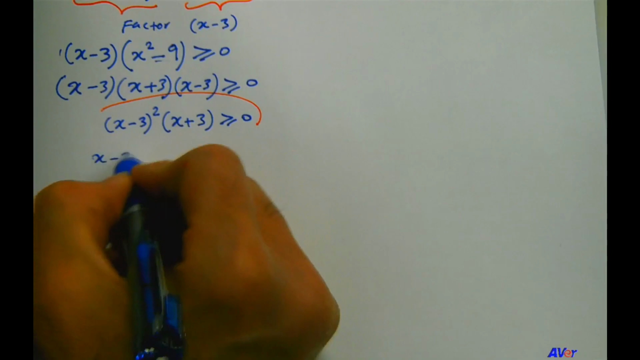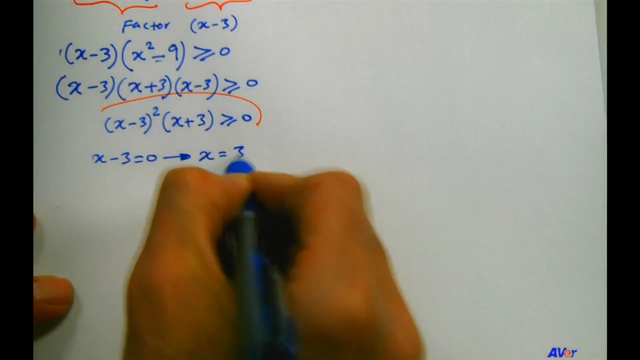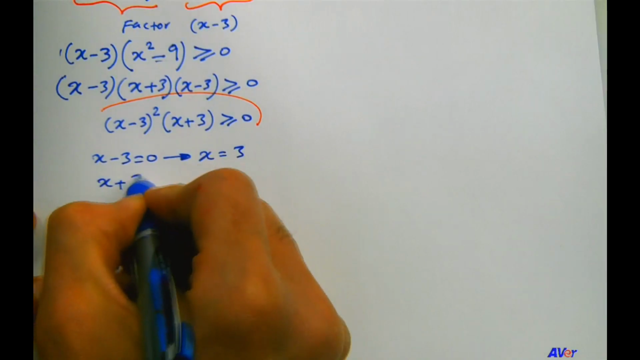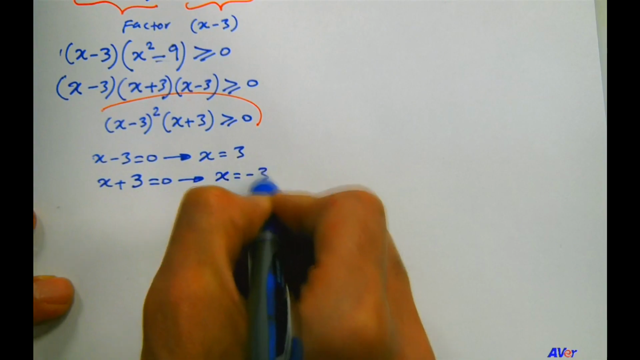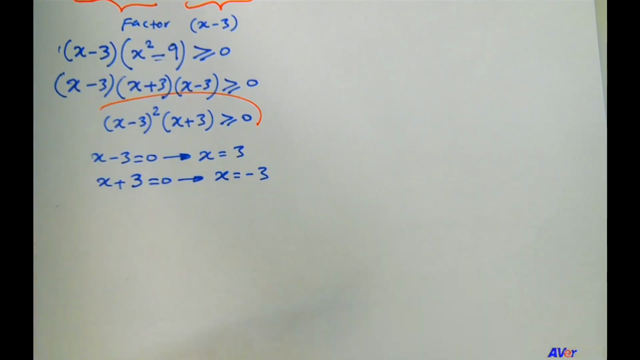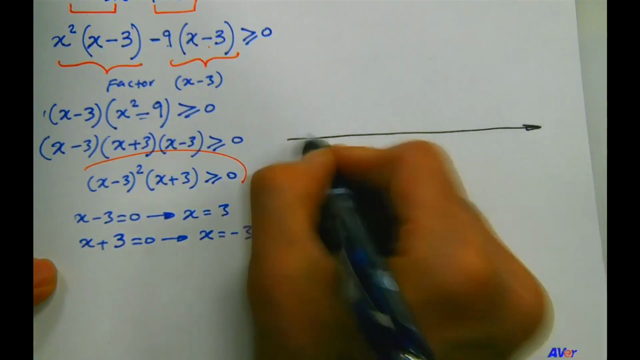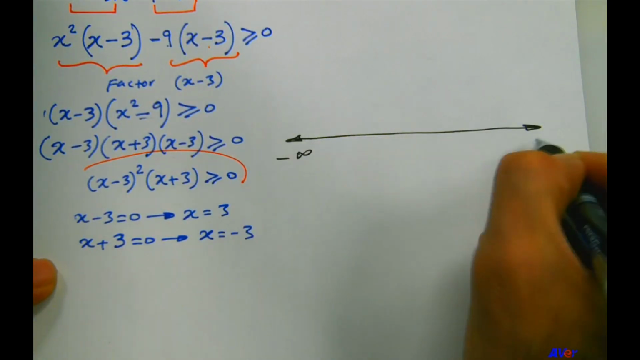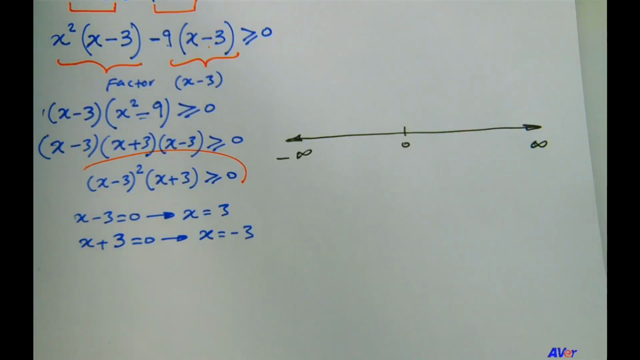So x minus 3 equals 0, then x equals 3. X plus 3 equals 0, then x equals minus 3. Okay, so these are the two critical values. Let us draw the graph for this, minus infinity to infinity, negative 3 and 3.